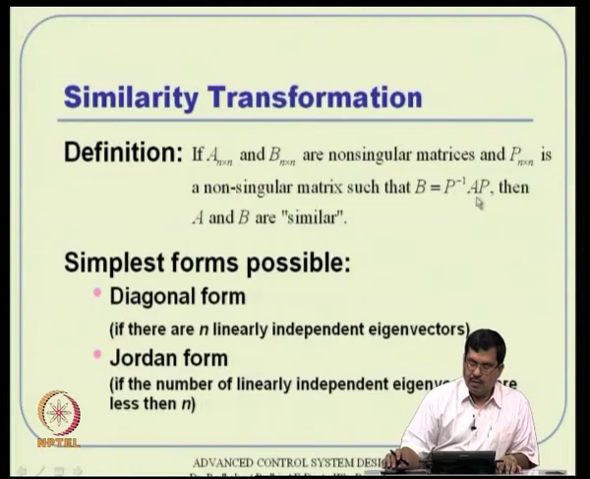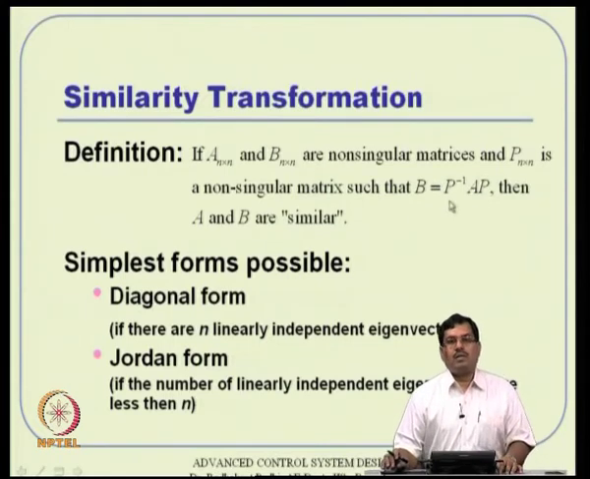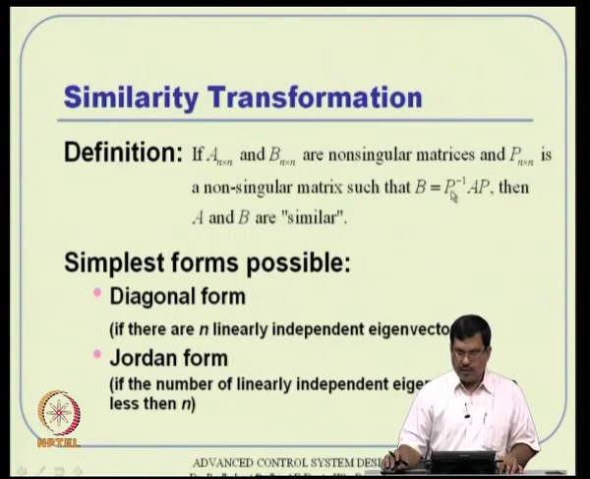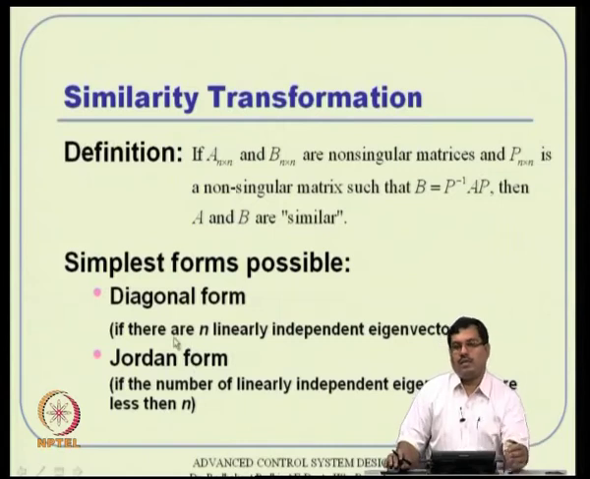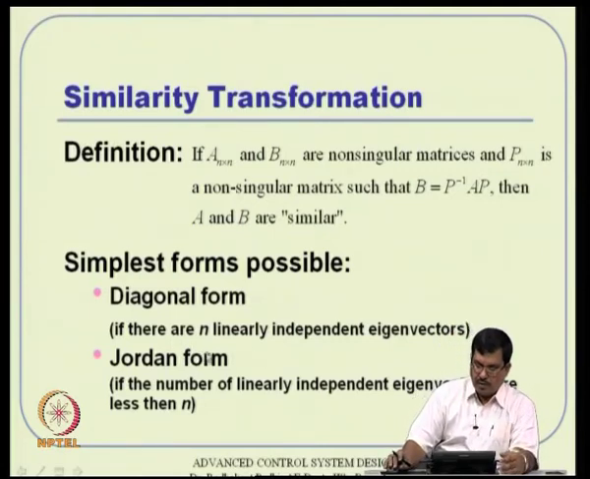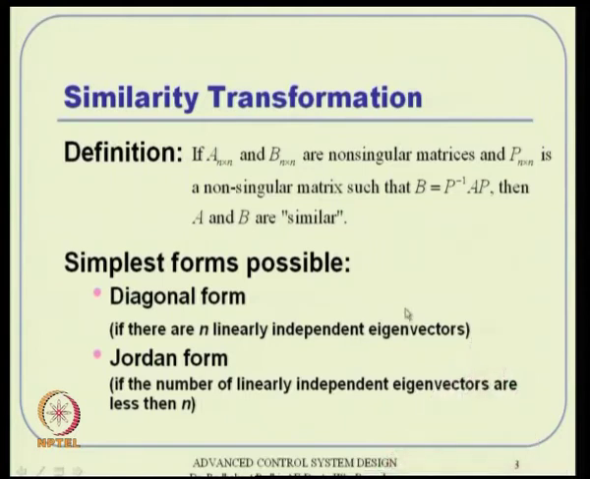So, A and B have to be related to each other by P inverse A P, and all that is necessary is that the P matrix has to be non-singular, so I can talk about P inverse whenever I need. If you somehow find this P matrix and carry out P inverse A P, then it turns out that matrix A can be reduced to a diagonal form, or if a diagonal form is not possible, then we end up with a Jordan form. The diagonal form is possible provided matrix A has n linearly independent eigenvectors.